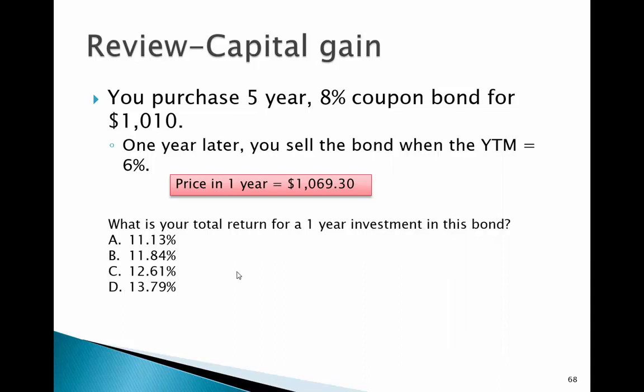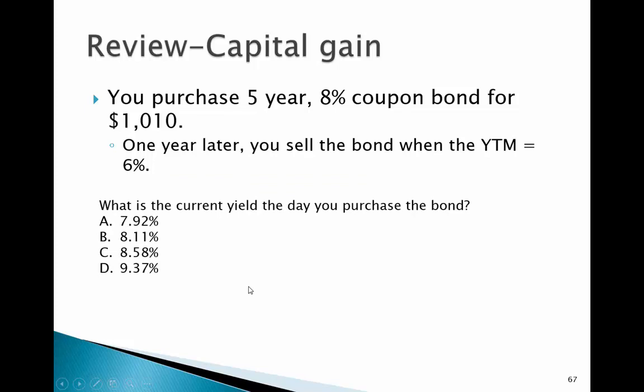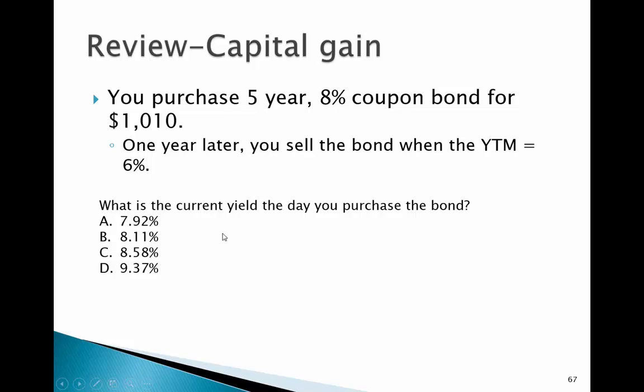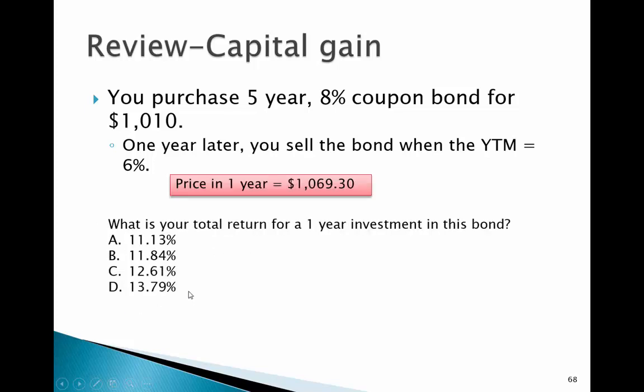I get 13.79%. Another way you could do it is to go back and say the capital gain was so much and the current yield was so much, and add those two numbers together. You should get the same 13.79%. I encourage you to double check those numbers and see that that works correctly. Okay, I'll stop here. I'll continue on the next recording.